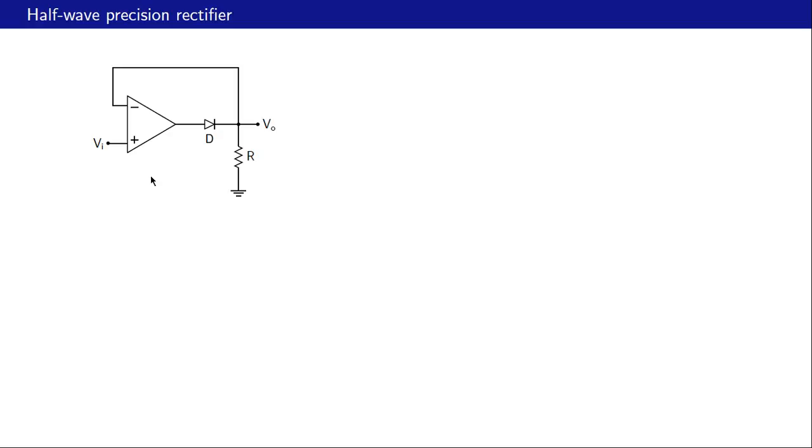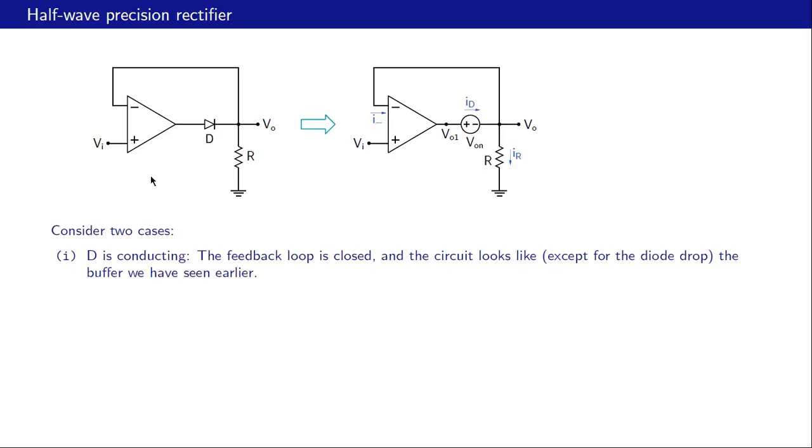Here is an op-amp circuit, and it works as a half-wave precision rectifier, and we will see that the voltage drop V on of the diode does not appear in the Vo versus Vi relationship for this circuit. We will figure out why. So let us take two cases. One, D is conducting, and when the diode is conducting, we will replace that with a battery, say 0.7 volts for a silicon diode, and in that case this feedback loop is closed. The op-amp operates in the linear region, and the circuit looks very much like the op-amp buffer circuit that we have seen, except for this voltage drop there.